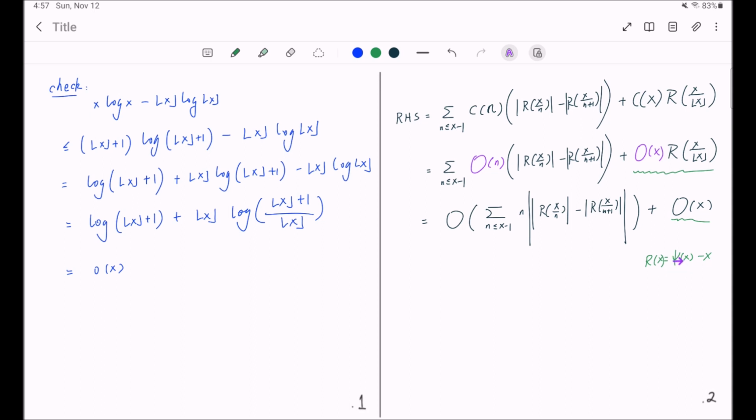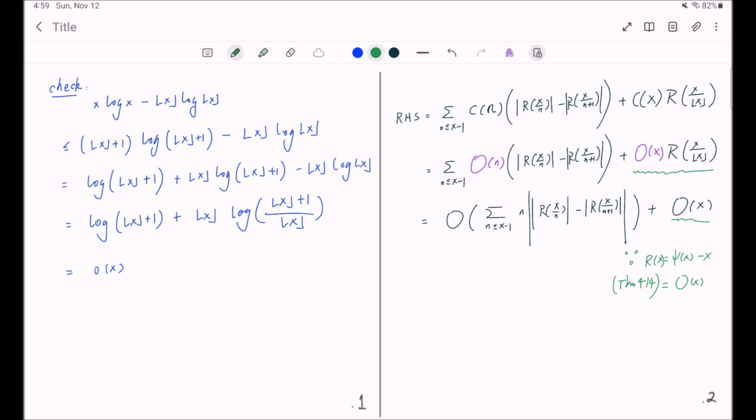Because psi of x is big O of x, R of x is also a big O of x. Here I'm talking about theorem 414. Because x divided by floor of x, as x goes to infinity, is a bounded number, R of x is bounded. Therefore, this product is still a big O of x.